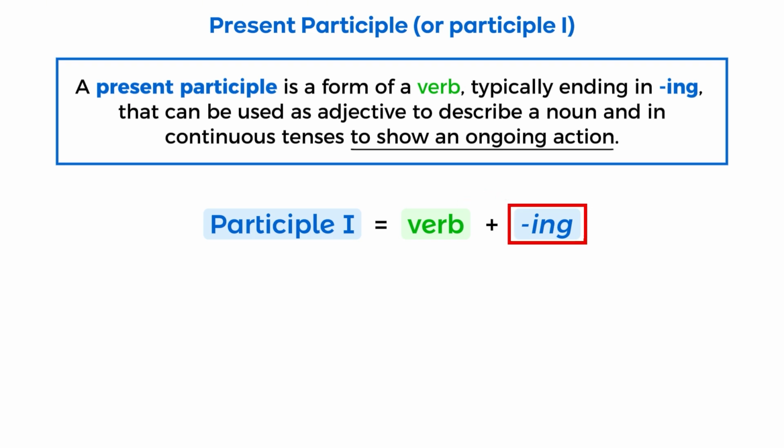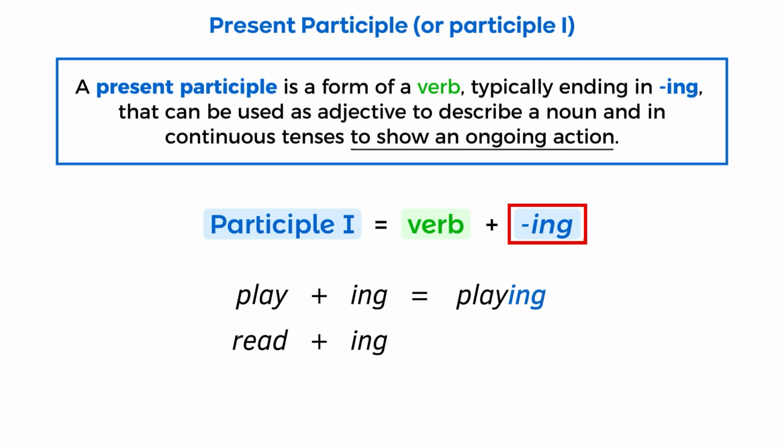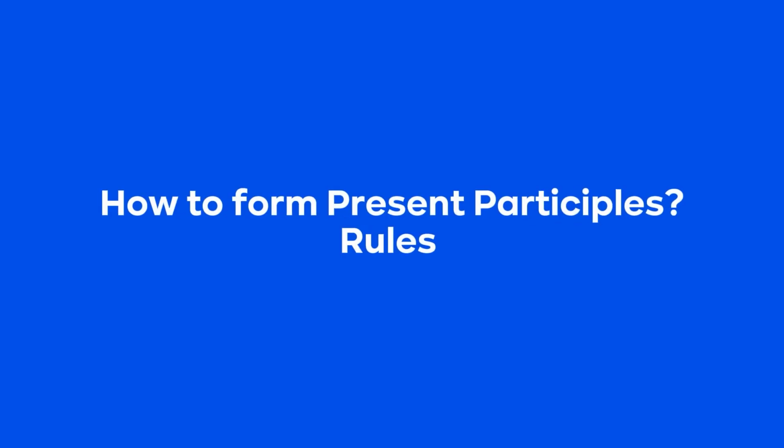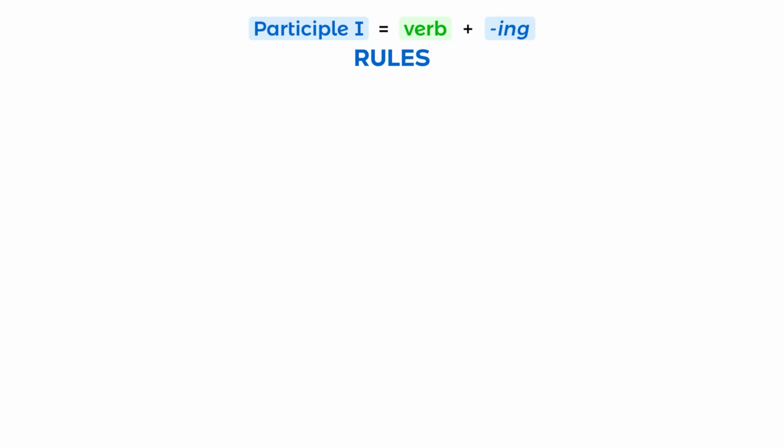Anyway, for most verbs, we just add -ing. For example, play plus -ing equals playing. Read plus -ing equals reading. Watch plus -ing equals watching. However, some verbs follow specific rules.